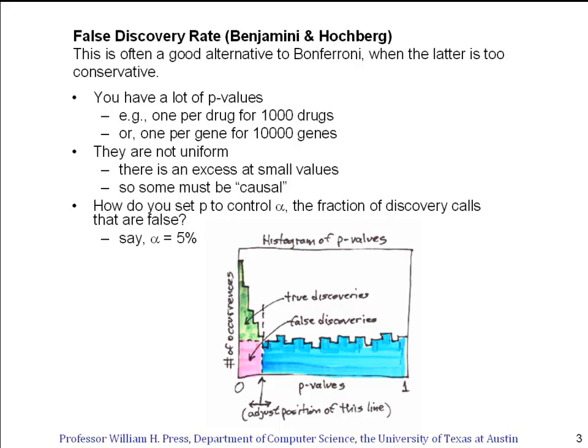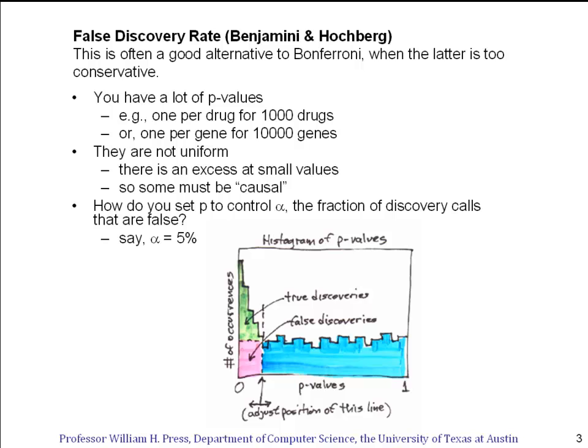False discovery rate, as I just said, is a good alternative to Bonferroni when the latter is too conservative. Now, you can't apply false discovery rate to all situations, but here's the situation that it does apply to. Suppose that you have 1,000 drugs and you're going to test each of them in a clinical trial to see if it significantly helps the patient. So in each of these trials, you get a p-value, and a small p-value would indicate a statistically significantly good drug. Or another example might be that we're going to test whether genes are relevant to disease, and we're going to do a test on 10,000 genes.